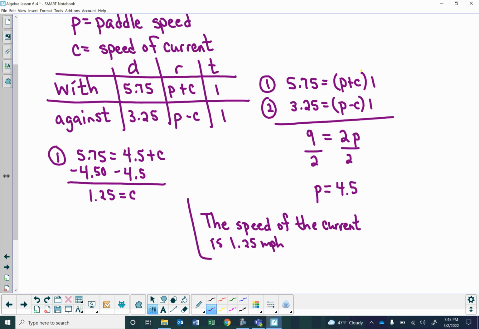So there we go. So this is how to solve real-world problems, setting up tables, and setting up systems of equations.